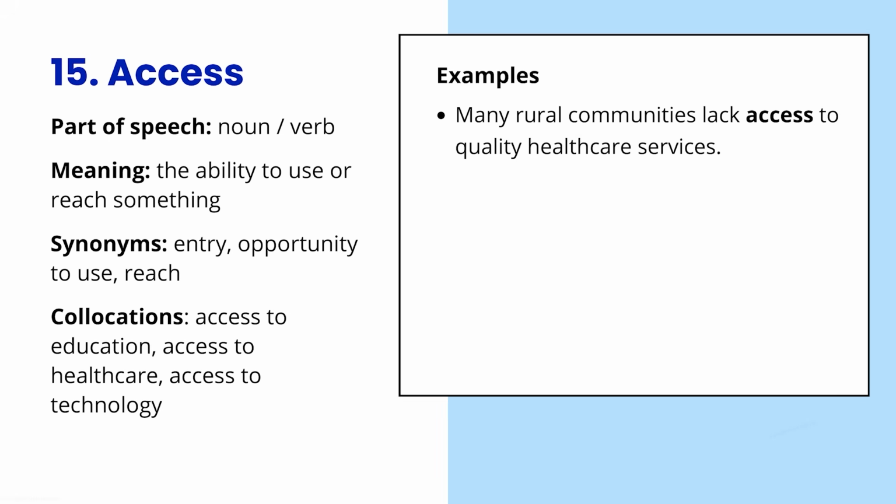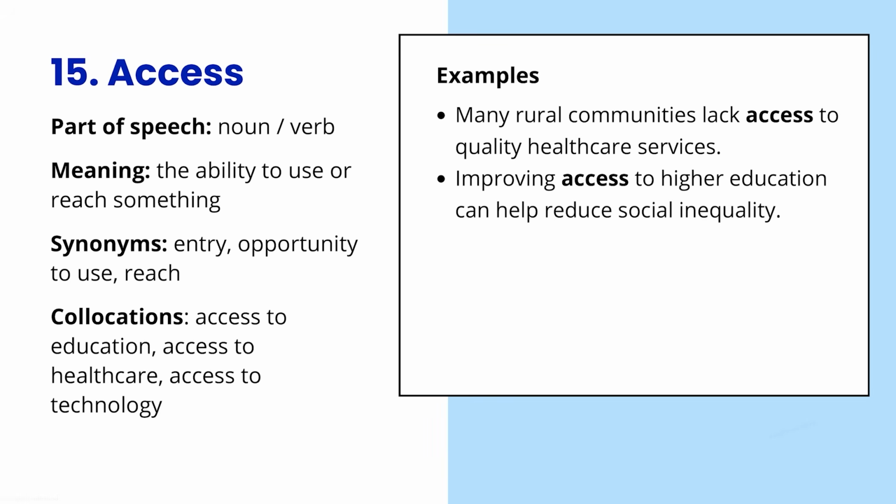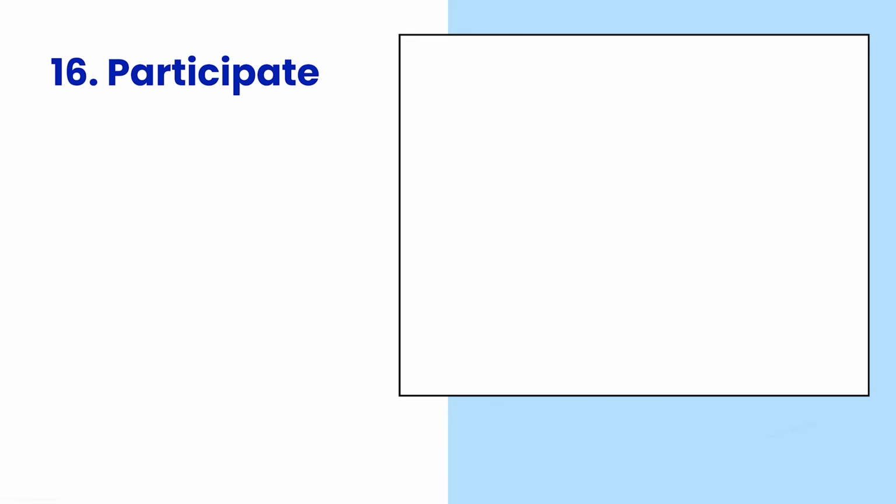Here are some examples. Many rural communities lack access to quality healthcare services. So this means that many rural communities do not have the ability to use quality healthcare services. Improving access to higher education can help reduce social inequality. So this means giving more people the ability to use higher education can help to reduce social inequality. Remember, when you're using access as a noun, we normally say access to something with to, like access to information, access to the internet.